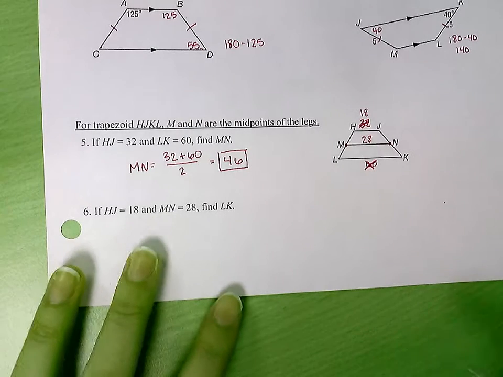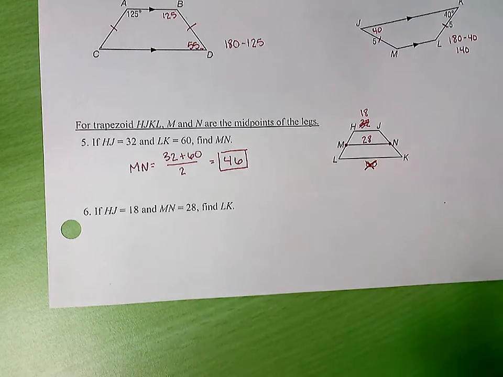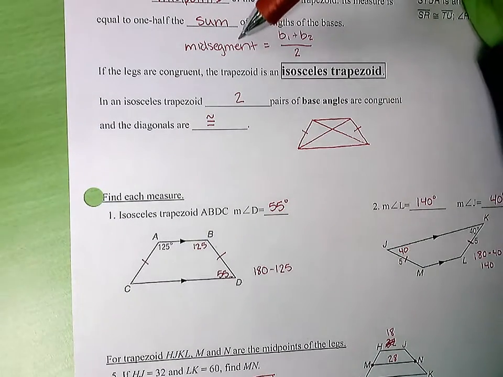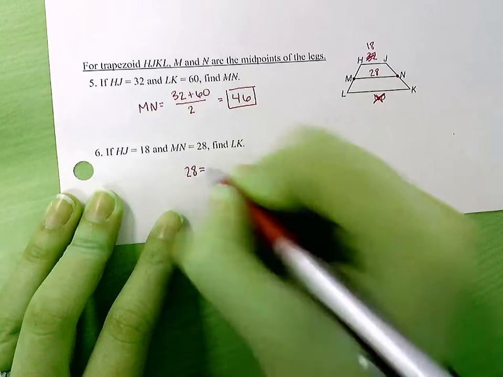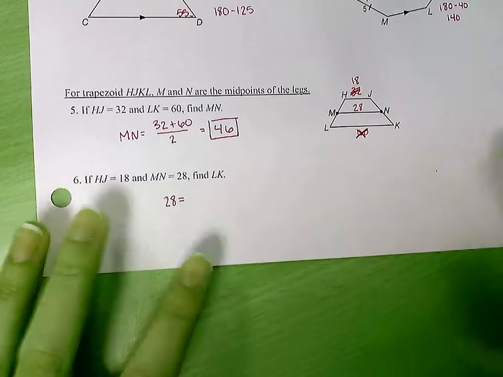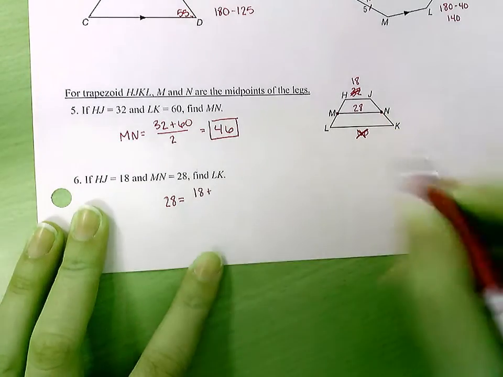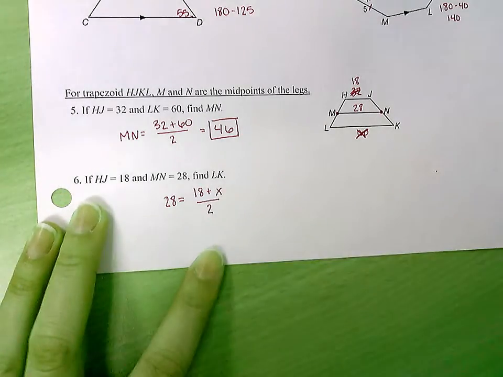Okay? So I'm still going to use that mid-segment formula. I'm just going to plug in different places. This time, since I'm given the mid-segment, I'm going to plug in 28 where it says mid-segment because I already have that. So I'll have 28 is equal to my first base, which is 18, plus my second base, x, and that's still divided by 2.